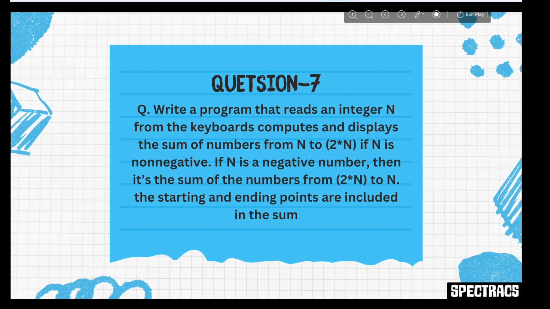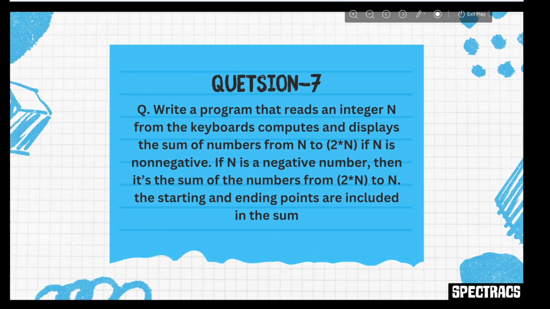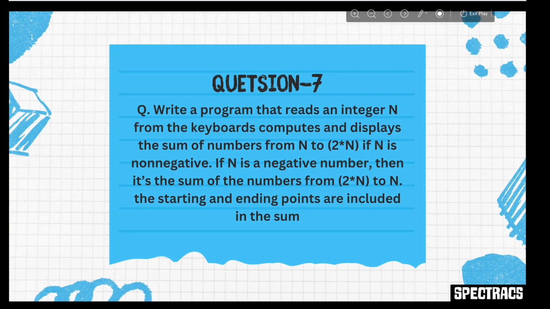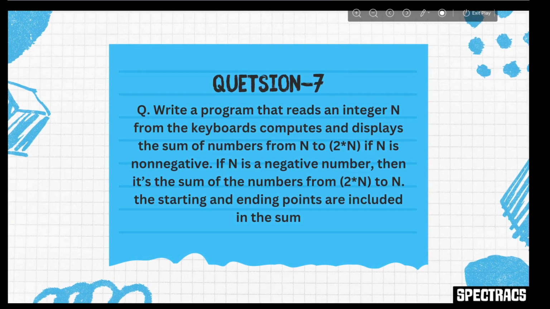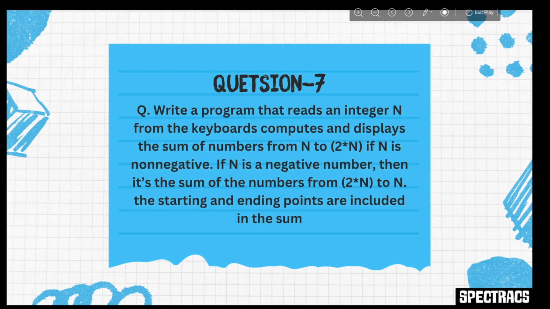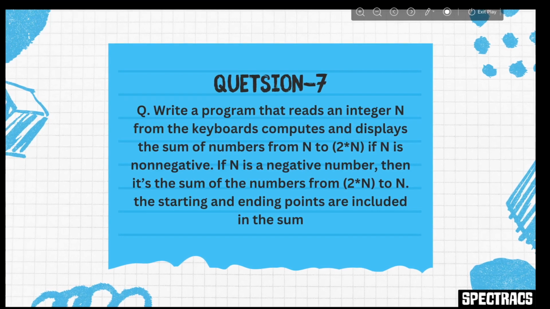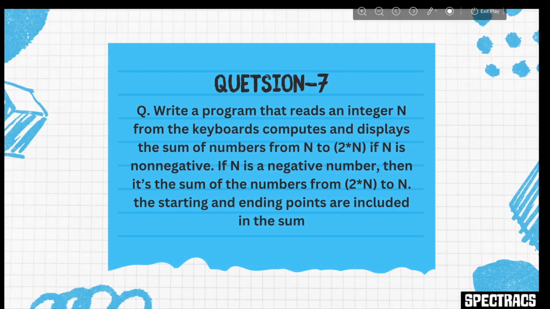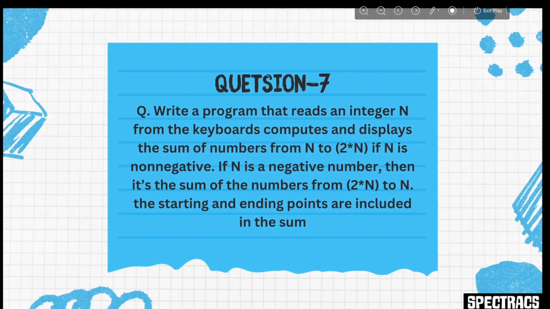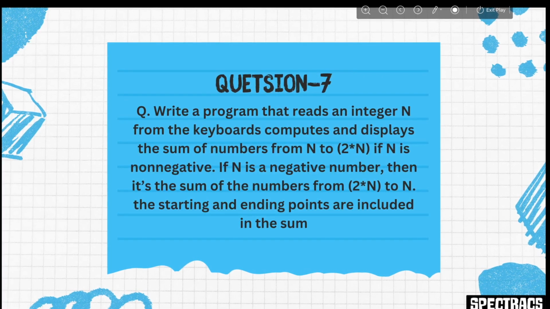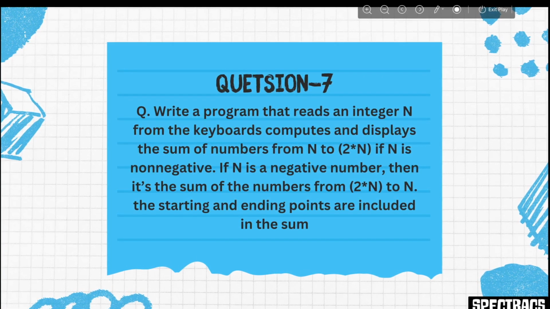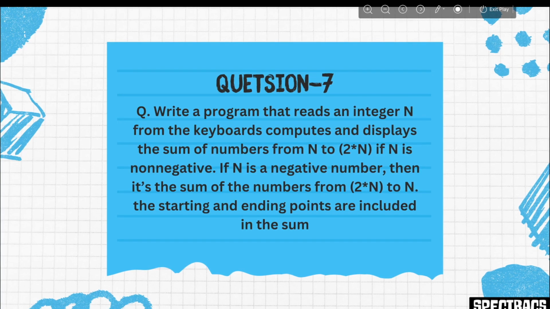Write a program that reads an integer n from the keyboard and displays the sum of the numbers from n to 2 power n, if n is non-negative. If n is a negative number, then it's the sum of the numbers from 2 power n to n. The starting and the ending points are included in the sum.